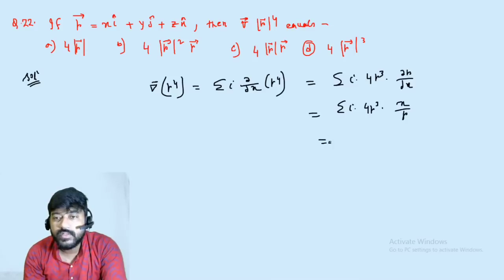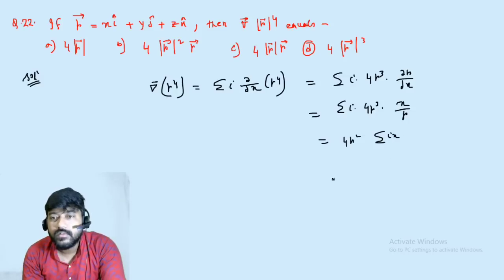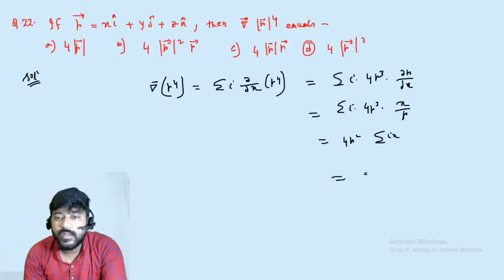And del R del x you should substitute here x by R again, so it will be now just 4R square outside, and within summation it will be ix, and this ix is again what? This ix is again R vector, so it will be 4R square into R vector, but you can write it like this also, that R square into mod R square and into R.